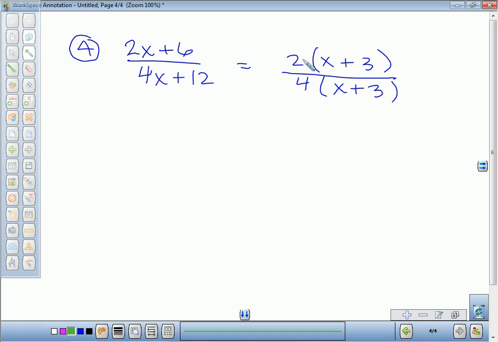Do you see that this numerator and denominator have a common factor of x plus 3? So this entire factor can cancel with that entire factor because they're identical. And now we're just left with 2 over 4. And what does that reduce to? 1/2.